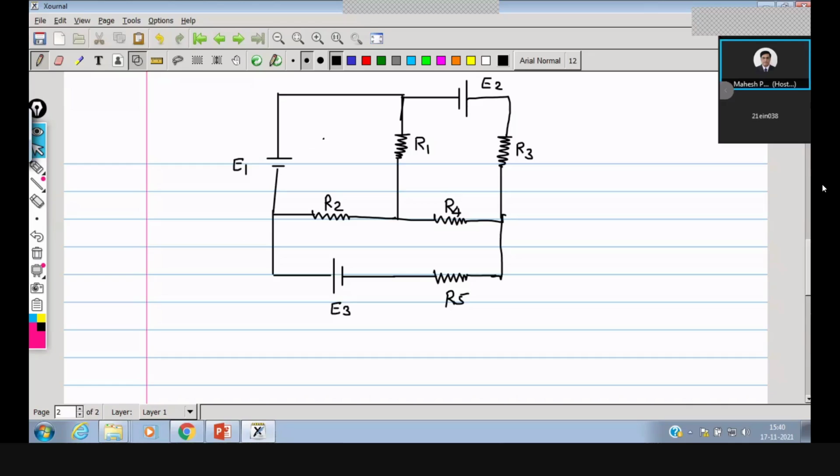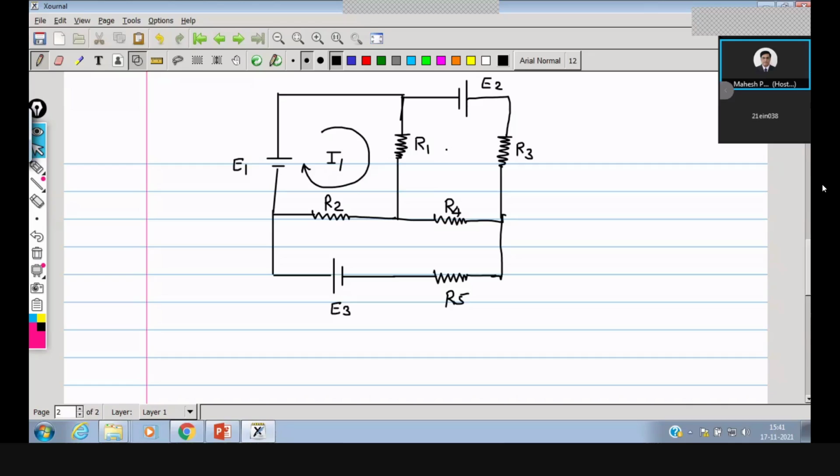Suppose in mesh 1 the current is flowing in the clockwise direction, and we write it as I1. So I1 is the unknown. If we know I1, the current flowing through R1 and R2, then we can find the voltage drop across each passive element, as well as the current flowing through the various branches, R1, R2, R3, R4, R5. Okay, so we can identify this also.